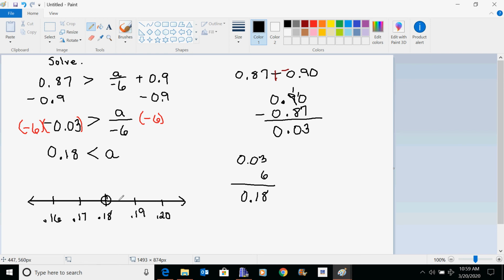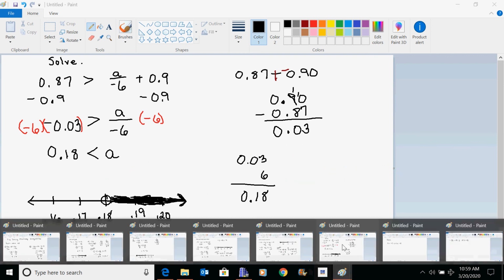Open circle because it's not colored in. So 0.19 is bigger. 0.20 is bigger. I'm coloring in over here to show that all of these over on this side give you the right answer. Okay, let's move right along.